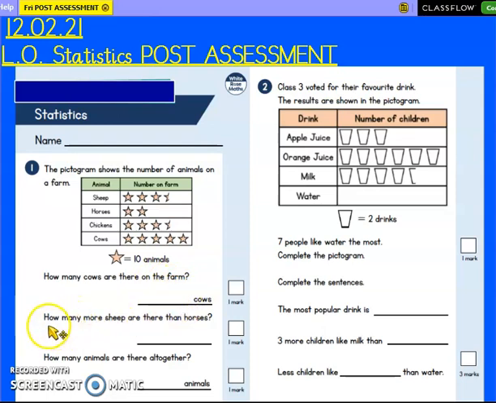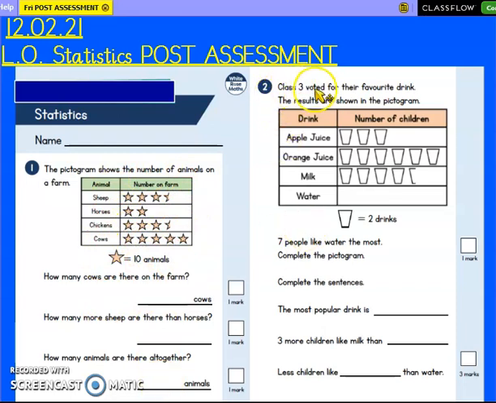Let's try the next question. How many more sheep are there than horses? Find sheep, find horses. Remember, each star's worth 10. How many more sheep than horses? Pause the video and write your answer in the line. Last question about this one. How many animals are there altogether? All together means all of them. So think how you're going to work that out. Pause the video and write your answer here.